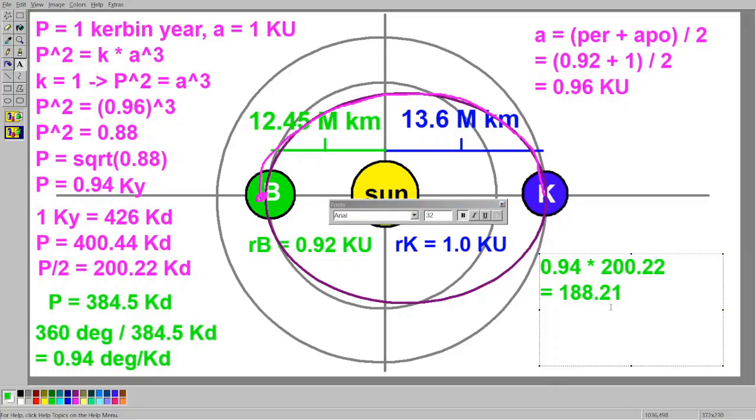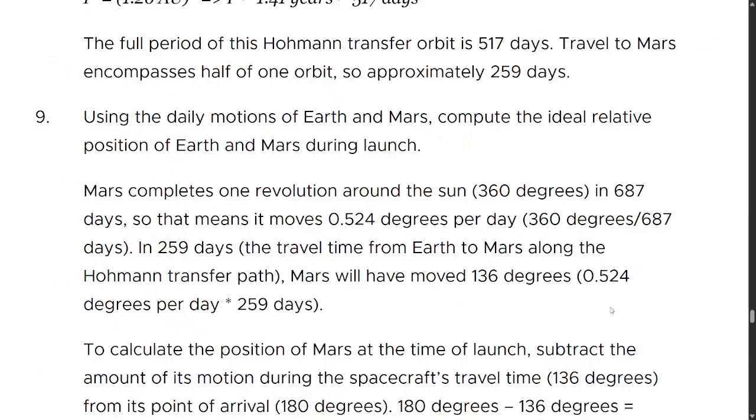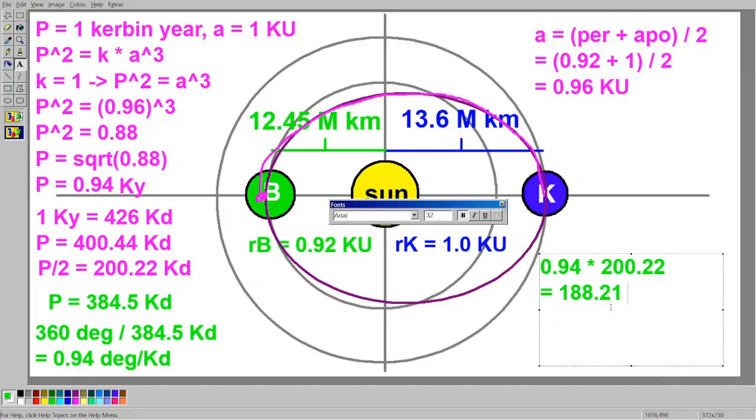Okay, no, I multiplied the degrees per day by days, so I get degrees. Right, right. So Bill Kerman moves, well, let's just do some symbolism. I don't know what I'm doing. 188.21 degrees per 200.22 Kerbal days. Right. So what does that mean?